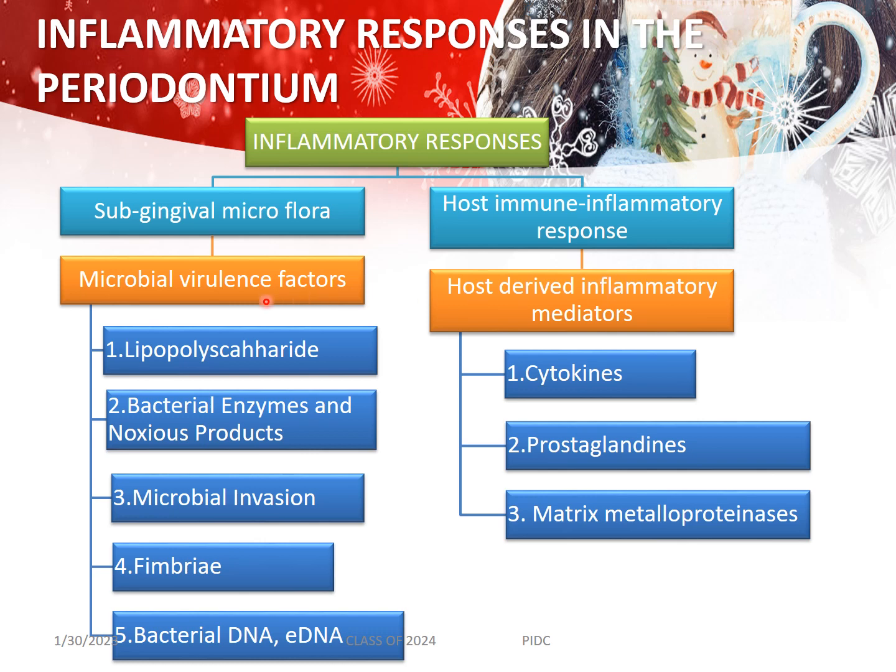So microbial virulence factors include lipopolysaccharide, bacterial enzymes and noxious products, microbial invasion, fimbria of Porphyromonas gingivalis, bacterial DNA and extracellular bacterial DNA. Whereas host derived inflammatory mediators include cytokines, prostaglandins and matrix metalloproteinases. In other words, once the microbes enter the body, they challenge the host with the help of production of all these microbial virulence factors. So in response to this, the host tends to produce cytokines, prostaglandins and matrix metalloproteinases.